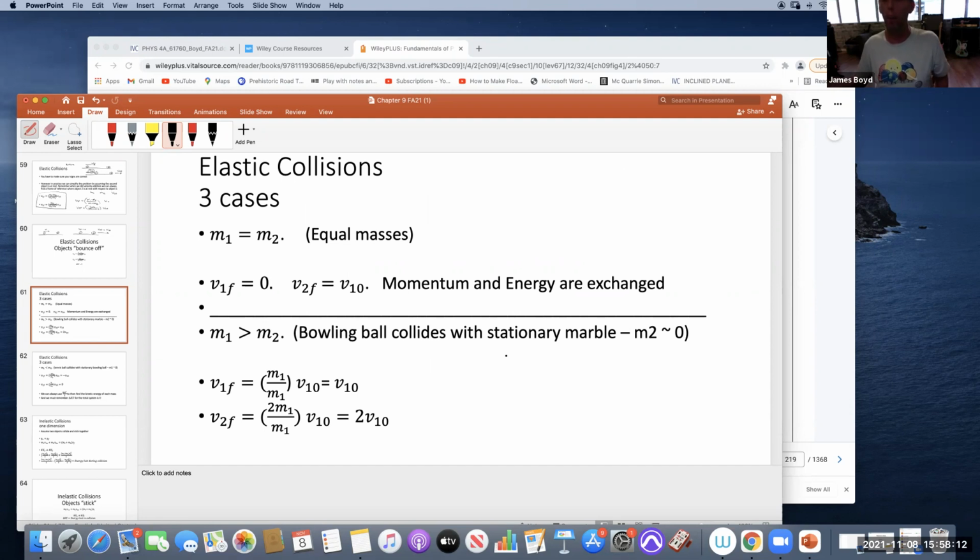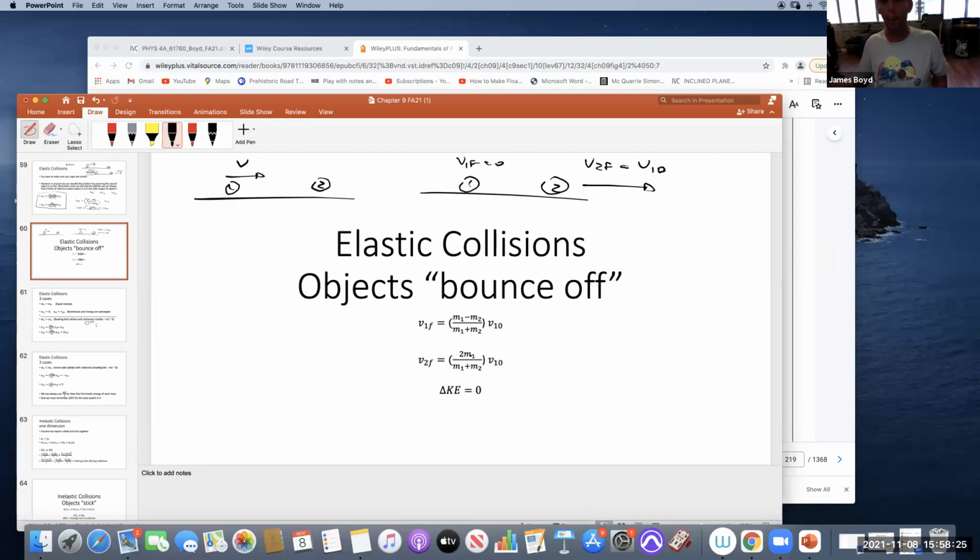I call this the bowling ball colliding with the marble. So if 1 is huge, massive, and 2 is very tiny, right? Then essentially what we can do is, coming back to here, we can ignore 2. If we ignore 2, look what happens. V1 final is equal to V1 initial. So in the big bowling ball hitting the marble, afterwards, it's still trucking along like nothing happened, like it didn't even collide.